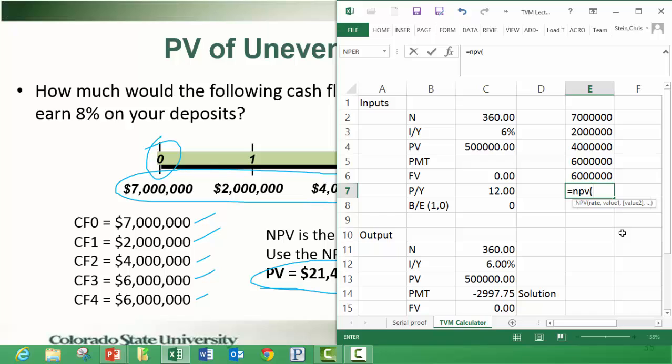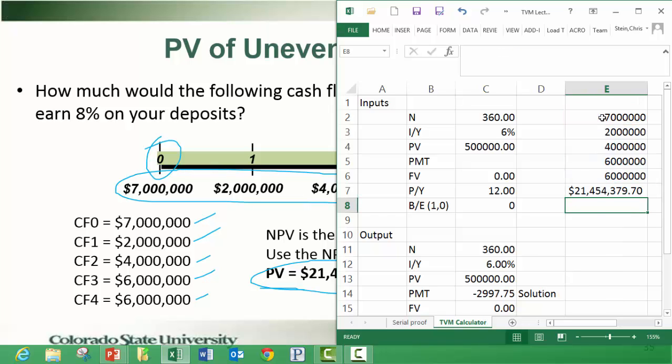So here, look how I'd build this. And this is improper Excel use. I'd normally reference the discount rate, but I'm just going to type it in, the 0.08, comma, value 1, 2, 3, and 4. That's cash flows 1 through 4. And then I close the function, but you hopefully are thinking, wait a minute, what about the 7 million? I have to manually add the 7 million outside of the NPV function. And lo and behold, there's the 21,454,379.70, which is what we got before.